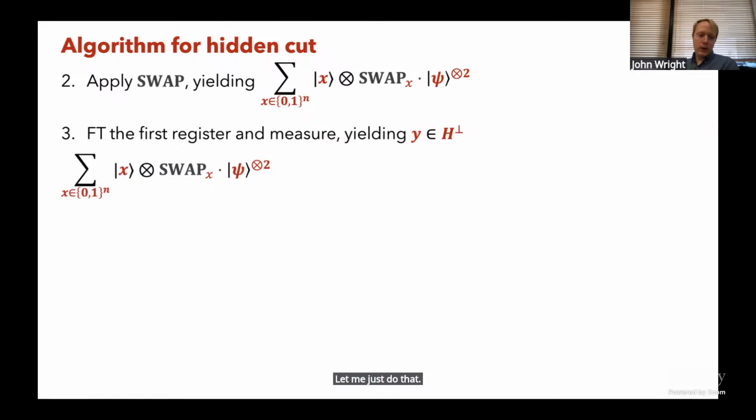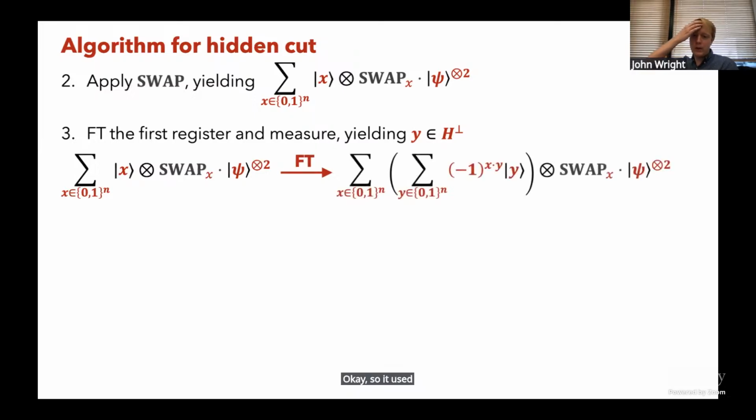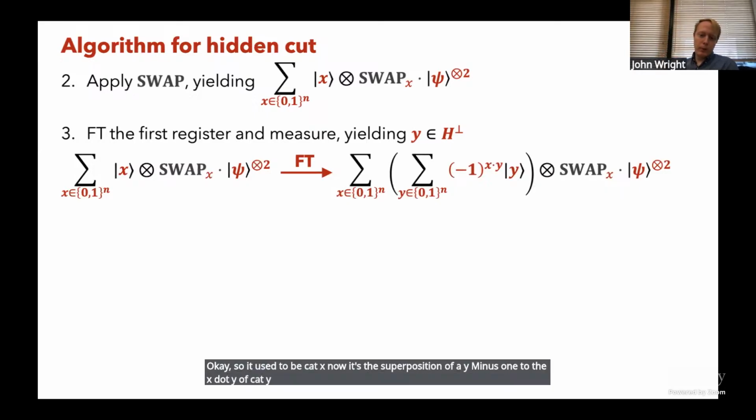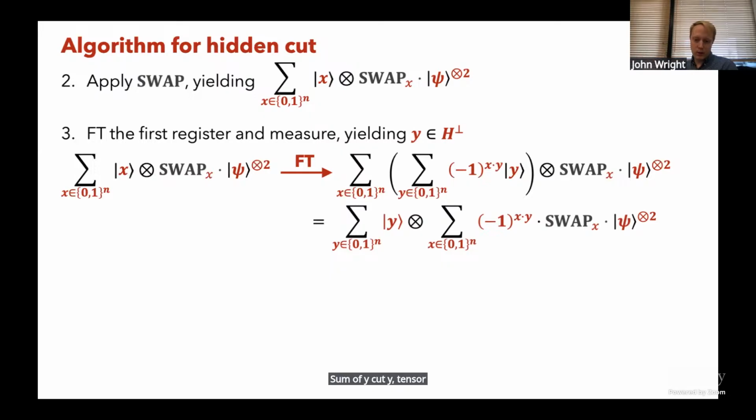Okay, so we take our state here, and let's imagine what happens when we Fourier transform that first register. It used to be ket x. Now it's the superposition over y of minus 1 to the x dot y of ket y. So let me pull the sum over y on the outside. The sum over y, ket y, tensor with the superposition over x of minus 1 to the x dot y times swap of x times psi tensor 2.